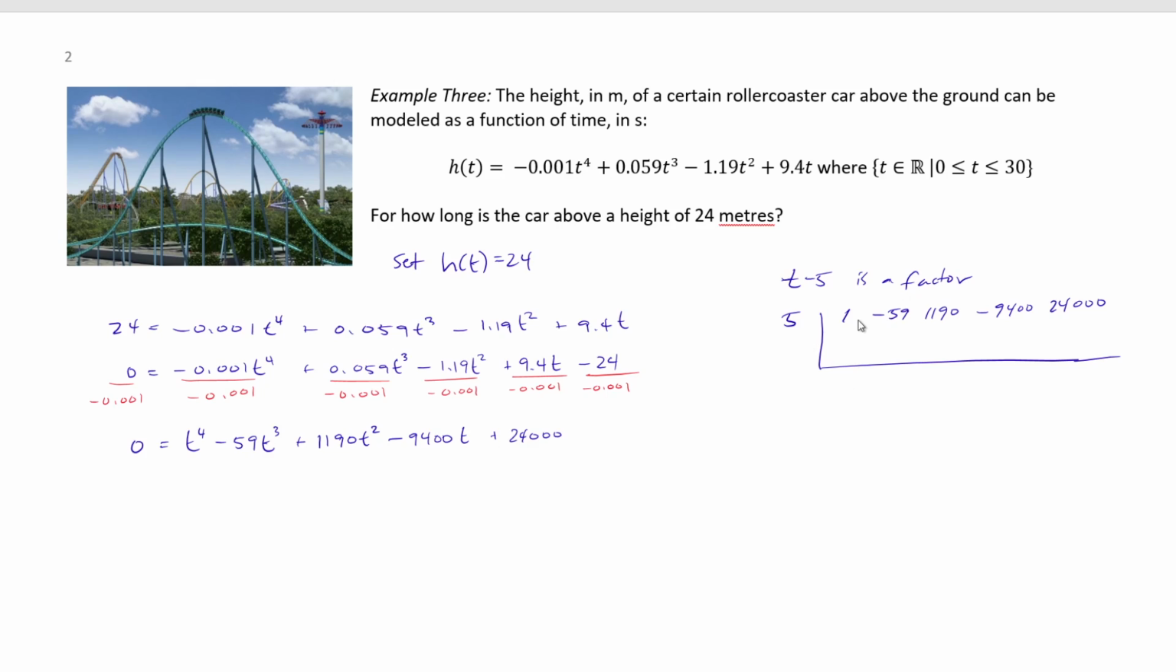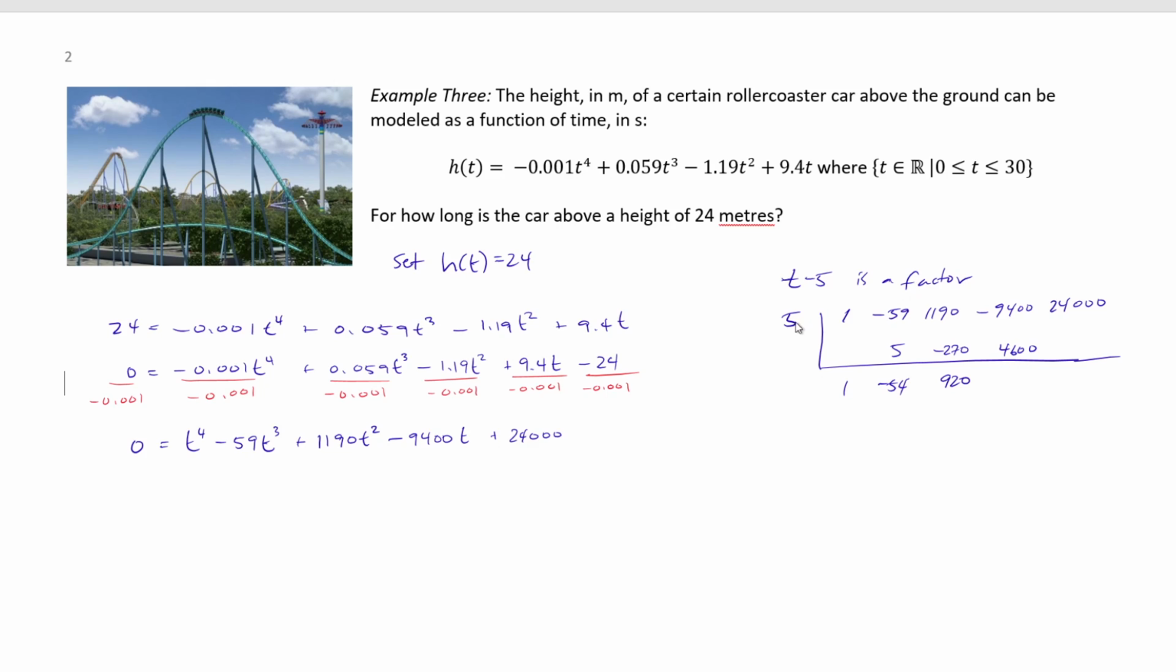Okay, so 1 comes down, then 1 times 5 is 5, right? I add those two, and I get negative 54. And I multiply that by 5, and I get... I apologize, that's a mistake. Five times negative 54 is negative 270. And then when I add those together, I get 920. And when I multiply that, I get 4600.